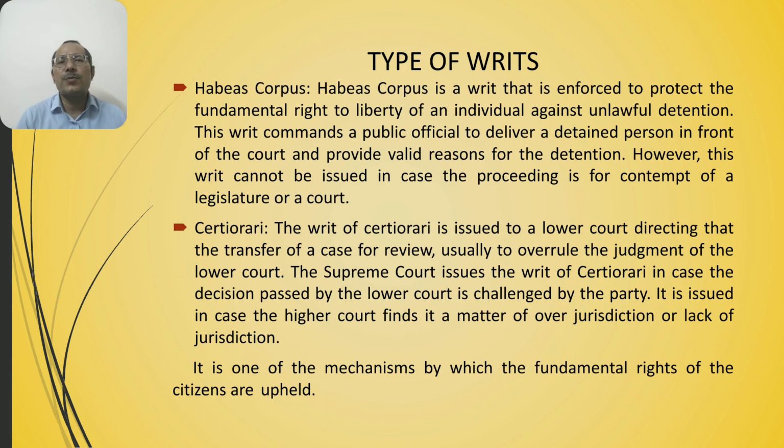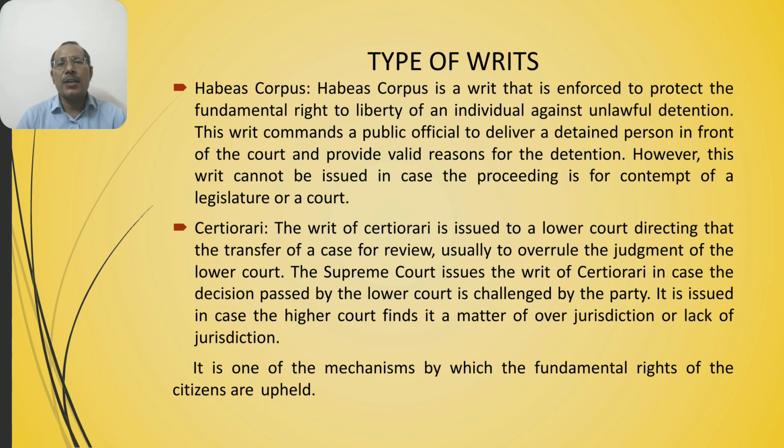The first one is habeas corpus. Habeas corpus is a writ that is enforced to protect the fundamental right to liberty of an individual against unlawful detention. This writ commands a public official to deliver a detained person in front of the court and provide valid reason for the detention. However, this writ cannot be issued in case the proceeding is for contempt of legislature or a court. Now here, if the person is taken by the police without explaining any reason, then habeas corpus can be issued to the police officials.